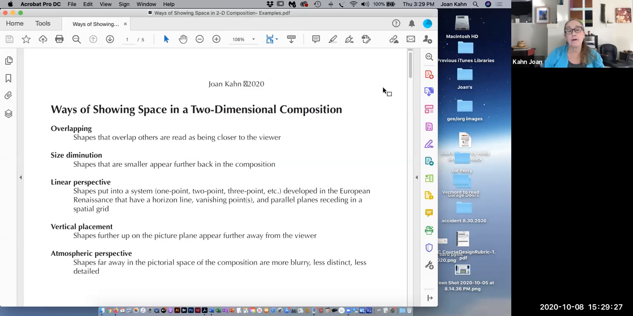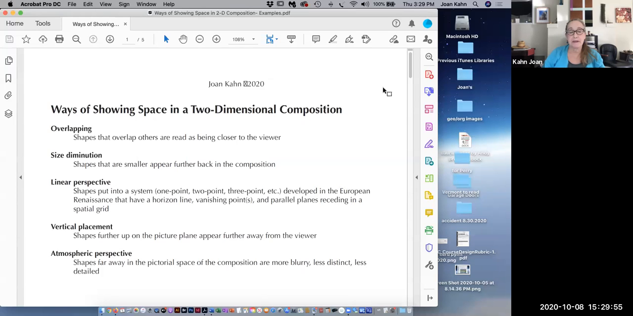So overlapping: shapes that overlap others are read as being closer to the viewer. Size diminution: shapes that are smaller appear further back in the composition. Linear perspective: shapes put into a system, 1-point, 2-point, 3-point, etc., developed in the European Renaissance that have a horizon line and vanishing points. Parallel lines receding in a spatial grid is linear perspective.